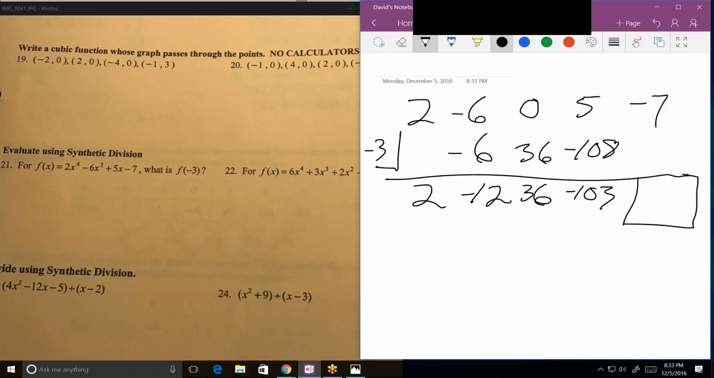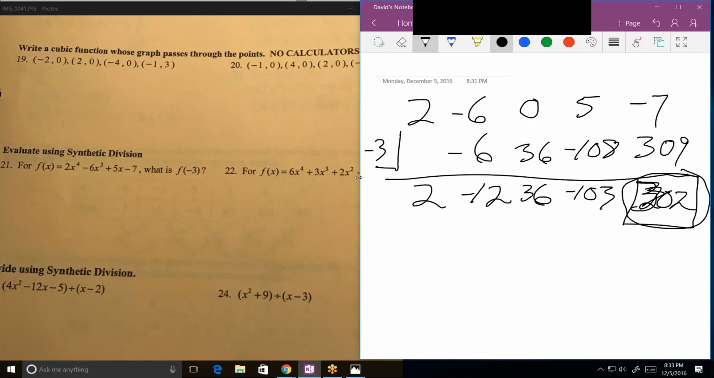Could they make it any harder? No kidding. So that thing should evaluate to 302. In other words, whatever you come up with for that number is what that polynomial would be equal to if you were to substitute minus 3 for x. And that's the way you evaluate it using synthetic division. And the same for 22.